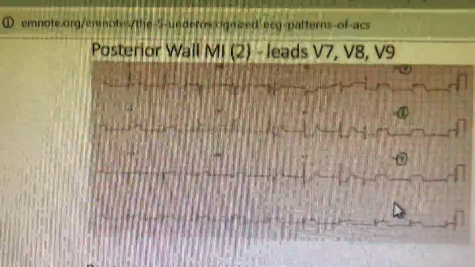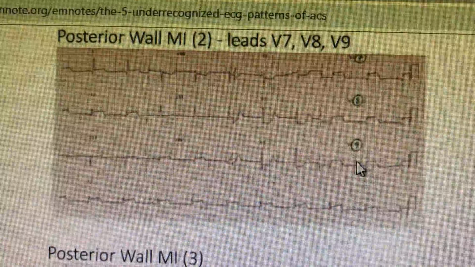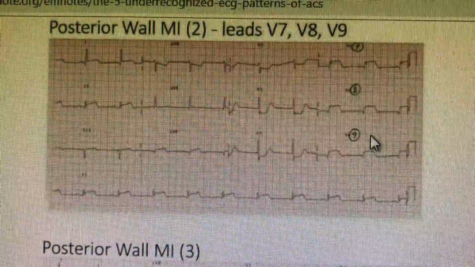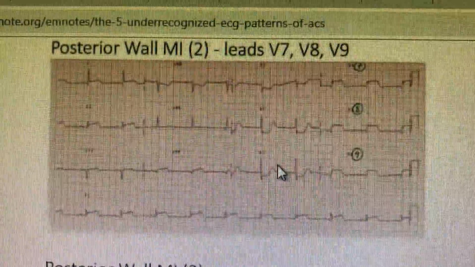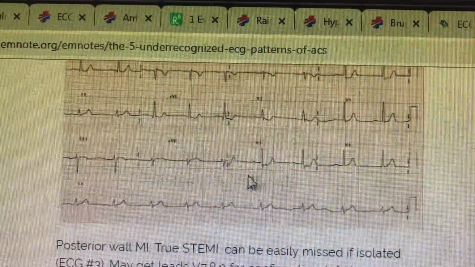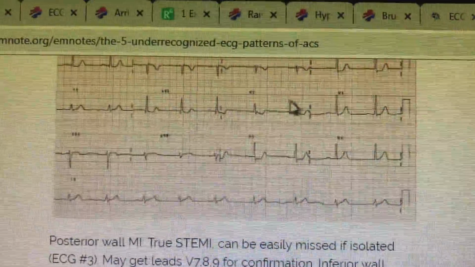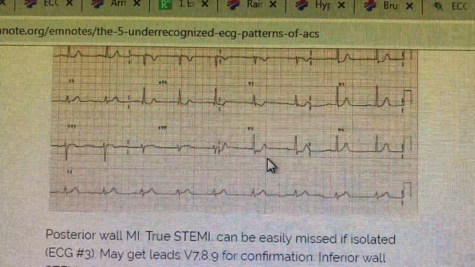Okay, this is also posterior MI, same, taken from lead 7, 8, 9. As I told, if you take lead 7, 8, 9, you can see that there is a huge ST elevation, more than the inferior leads. So it is posterior MI. Similar posterior MI ECGs, similar V1, V2, V3 depressions. So isolated depression of V1, V2, V3 should not be left out as just ischemia.